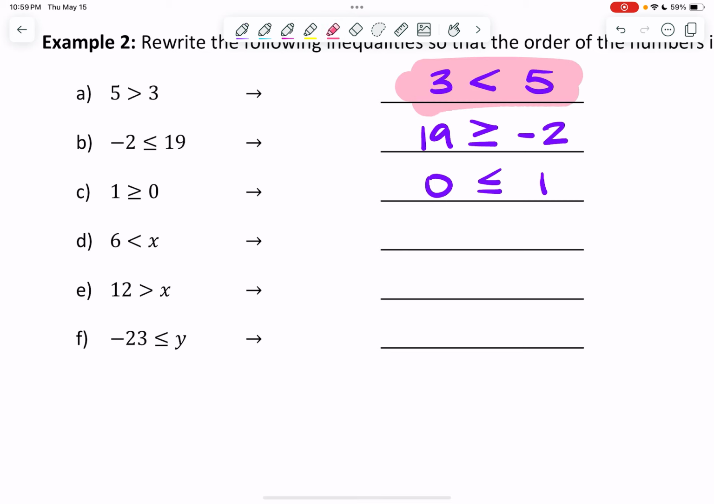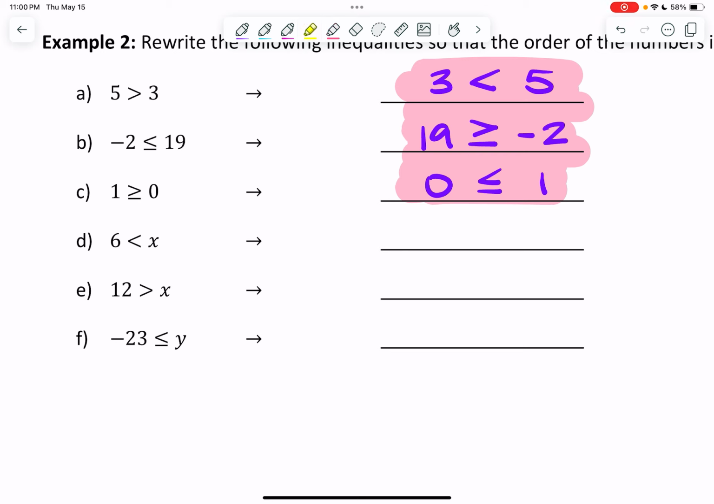Now, I'm not going to lie, these first three examples are easier than the next three because I have numbers and I know the value of both sides of the inequality. If I wrote 3 and 5 and asked you to put an inequality sign in between, you don't need to think about what the inequality was before and what you have to do to flip it. I know that you know that 3 is less than 5, and 19 is greater than -2, and 0 is less than 1. I know you can put that inequality in the proper order.